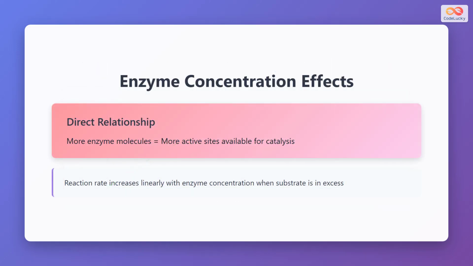Enzyme concentration has a direct relationship with reaction rate, but only under specific conditions. When substrate is present in excess, meaning there's more substrate than enzymes can process, increasing enzyme concentration directly increases the reaction rate. This makes intuitive sense. More enzyme molecules provide more active sites for catalysis. The relationship is linear, meaning doubling the enzyme concentration doubles the reaction rate. This principle is important in cellular regulation, as cells can increase reaction rates simply by producing more enzyme molecules.